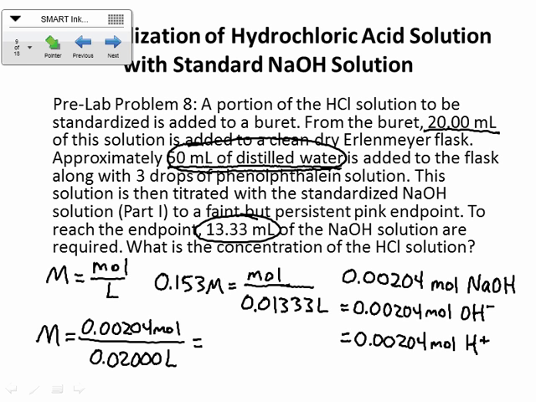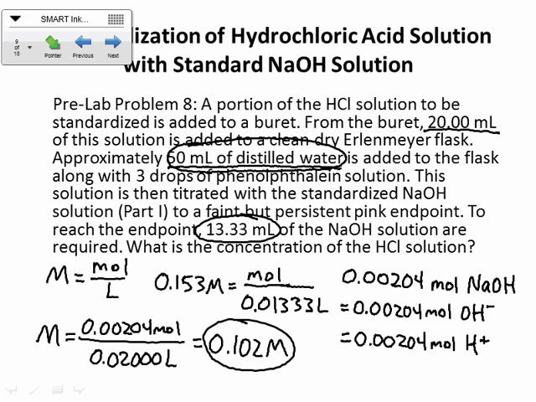So I'm ending up with a concentration here of 0.102 to the correct number of sig figs, I think. Okay, and that's pretty close to what we were shooting for, because we were trying to make a 0.1 molar solution, right? But now we know exactly what it is.